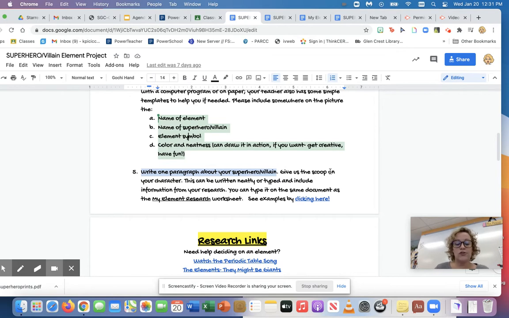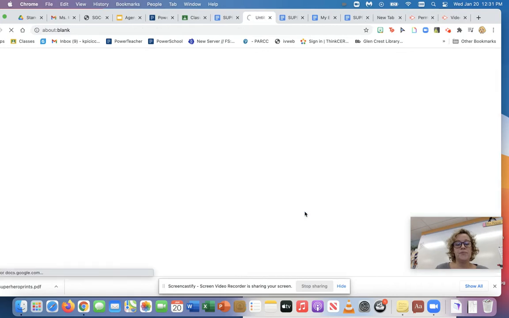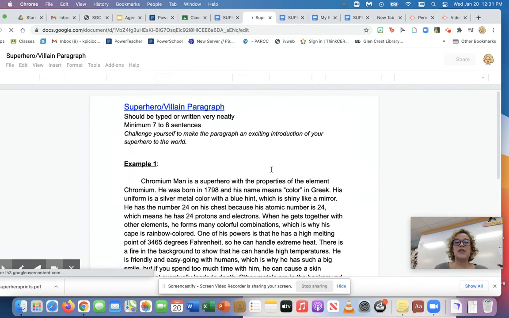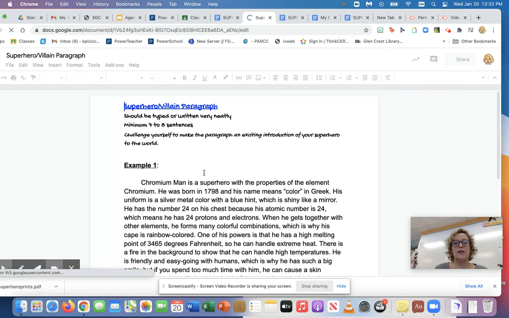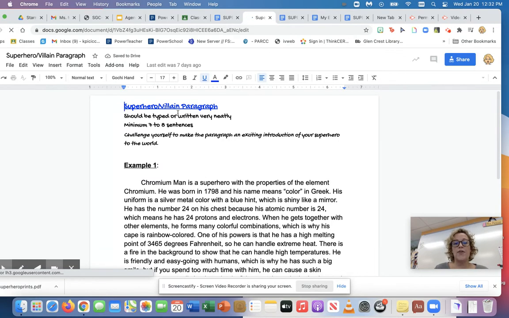It says, give us a scoop on your character. This can be written neatly or typed and include information from your research. You can type it on the same document as where you did your research. See examples by clicking here. So let's go ahead and click there. If you click on there, it's going to take you to examples. So let's let it load for a second, and let's look at what you have to do.